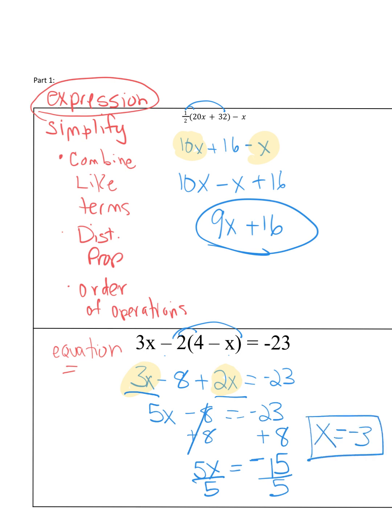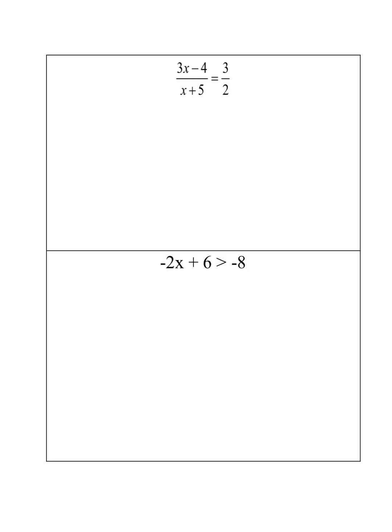And remember, the great thing about an equation is that you could take that -3, and substitute it back in for x, and then the right side of the equation should equal the left side of the equation. So we have done expressions and equations, and now we're going to look at a special type of equation called a proportion.